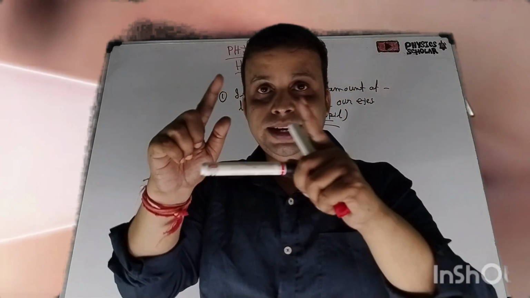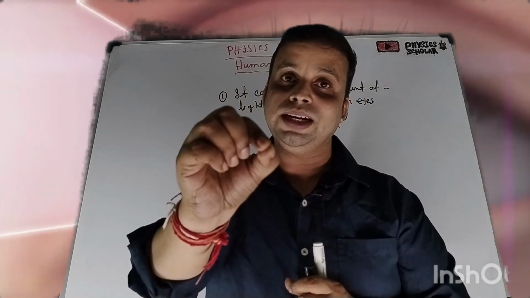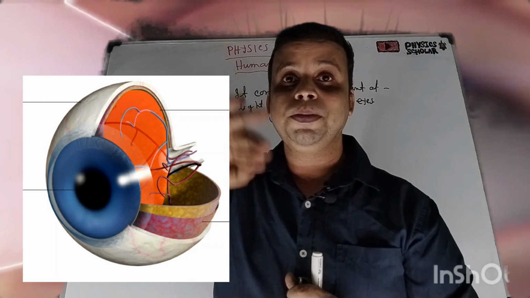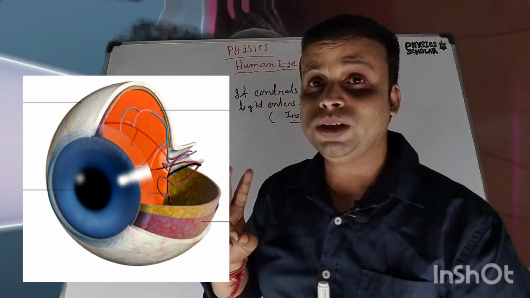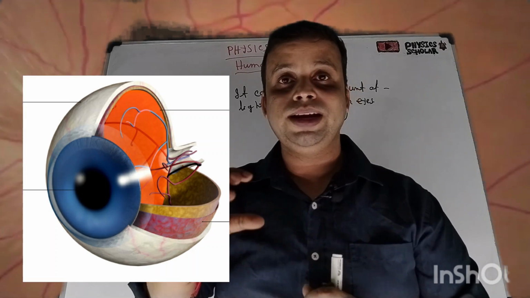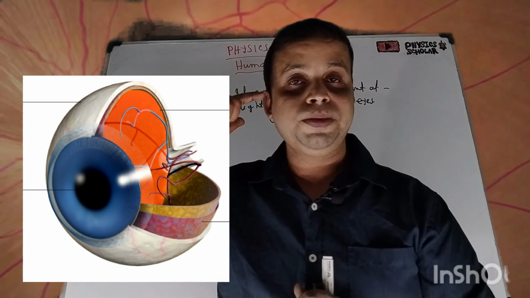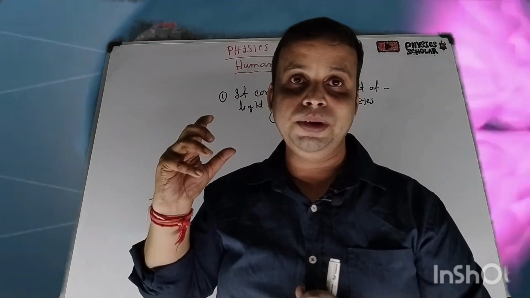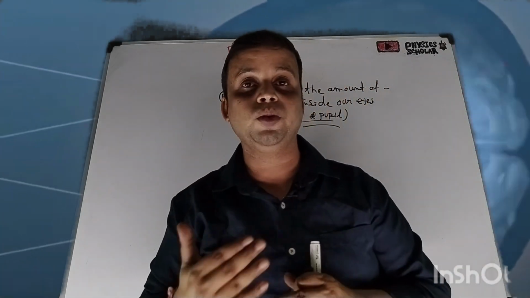Then there is the lens of our eyes. That lens will adjust its focal length and focus all the light on the retina. The retina is a membrane on which the image will be formed. The retina has photosensitive cells, rod cells and cone cells, that will produce electrical impulses, and the optic nerve is there. Through the optic nerve, these impulses will go to the brain, and the brain will identify the image, and we are able to see anything.